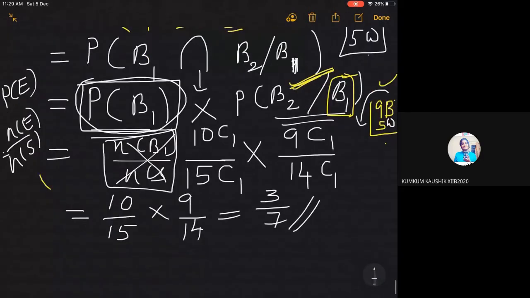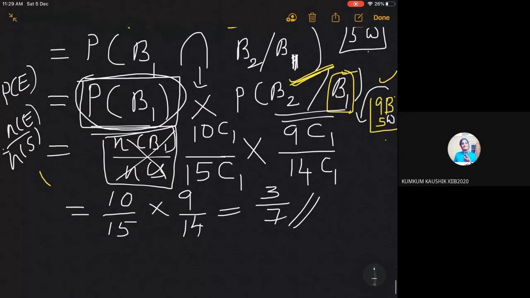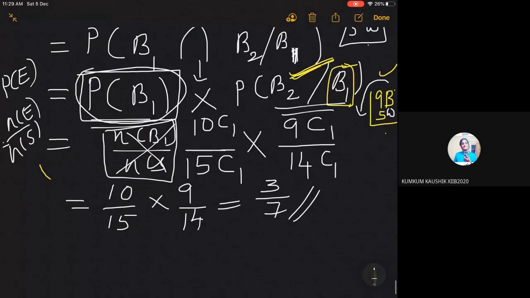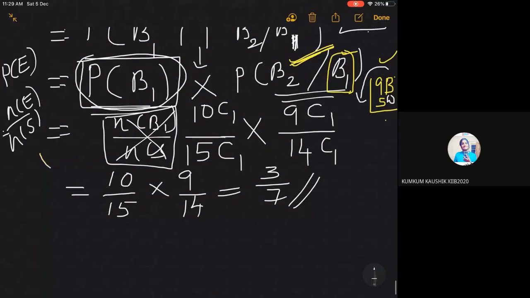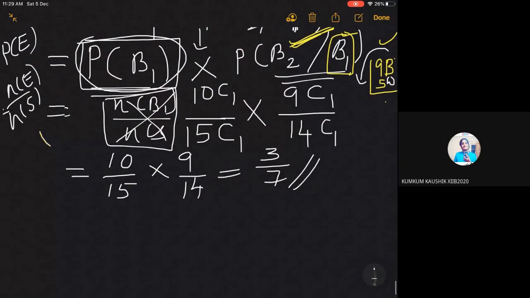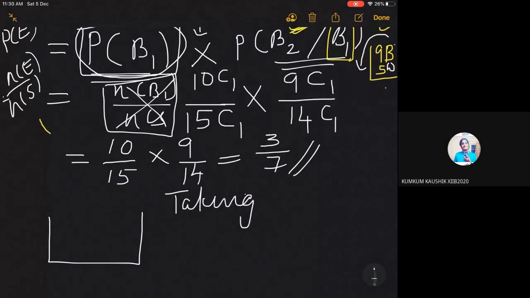Now the same question I wanted to discuss with another method also. See what I have told you, children, you are selecting these balls one after another without replacement. Just imagine with your right hand you are taking one ball and not replacing it, and with the left hand you are taking another ball. So we have done it. Now it is the same as taking two black balls simultaneously with both the hands.